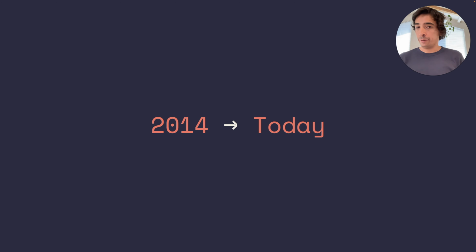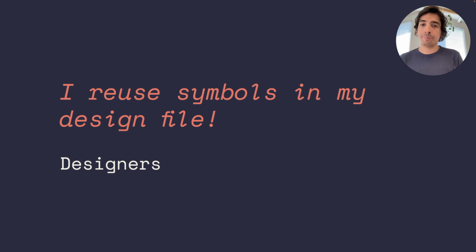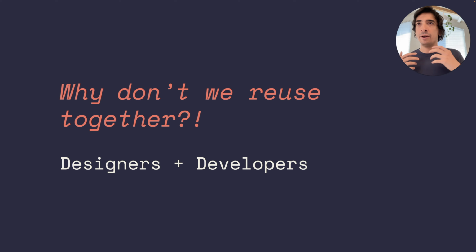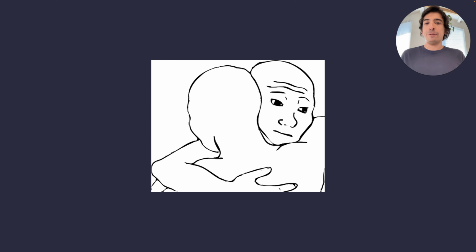One thing I want to highlight here, though, is that both designers and developers, we started to reuse things in our own bubble. What do I mean by that? On one side, designers were like, hey, I'm reusing symbols in my design file. That's great. And then developers are like, oh, I'm reusing components in my code base. So what's sort of the obvious next step? Why don't we reuse together? This question basically marks the birth of what we now call design systems. And it's about the shared understanding between designers and developers. We sort of got to get together and start reusing things together instead of doing it separately.